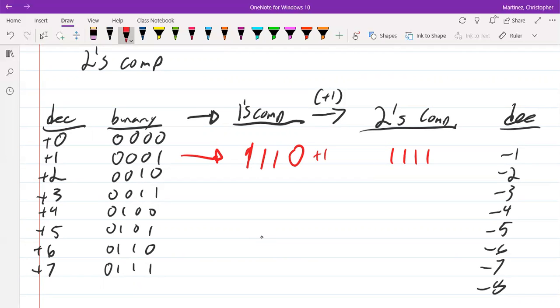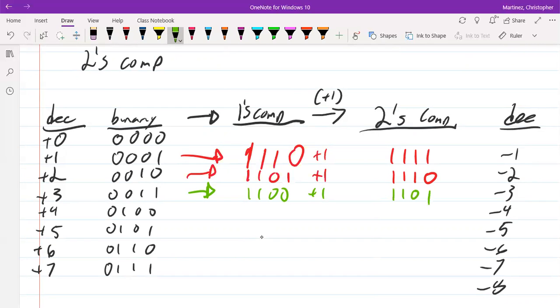Okay, let's look at 2. For 2, I'm going to do 1's complement. I get 1, 1, 0, 1. I'm going to add 1 to it. I would end up with 1, 1, 1, 0. Okay, what about 3? For 3, we do 1's complement. I get 1, 1, 0, 0. I add a 1. That's going to leave me with 1, 1, 0, 1. All right, let's look at 4 now. For 4, we do 1's complement. That's 1, 0, 1, 1. I'm going to add a 1 to that. That gives me 1, 1, 0, 0.